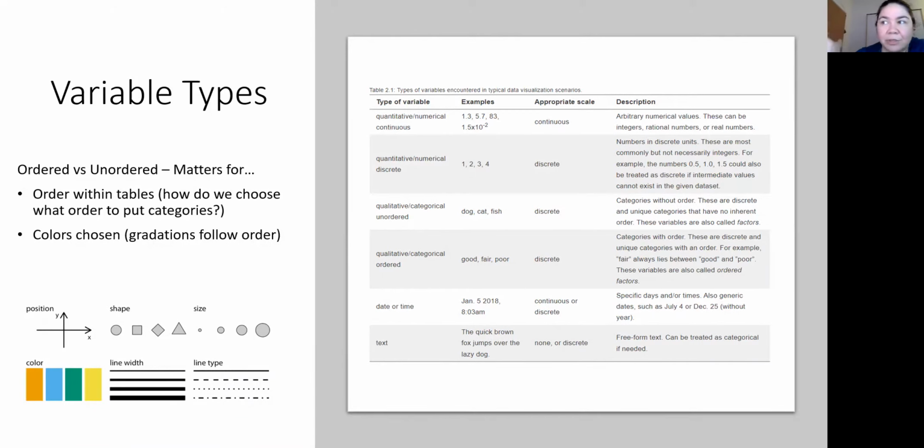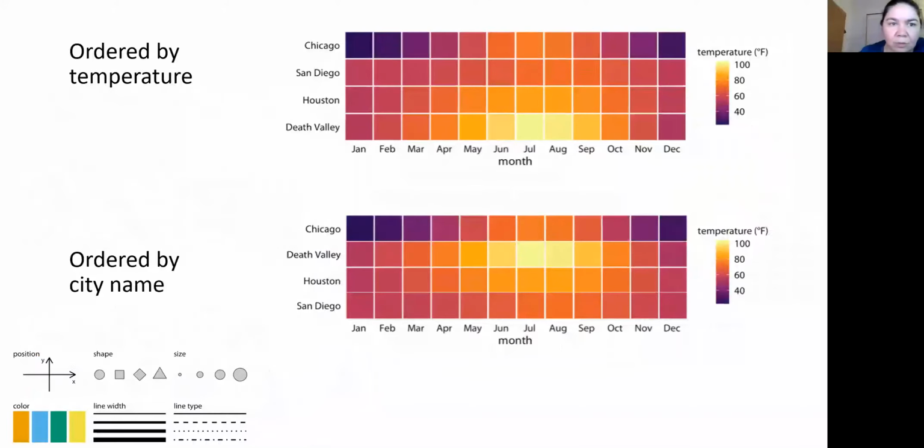Text is completely unordered, obviously, and you don't usually show it in visualizations in the same way, but if you were, then you'd want to treat it as unordered and make the color choices distinctly different. When we're thinking about those unordered ones and what to do with them, you need to think about what order things should be ordered in.